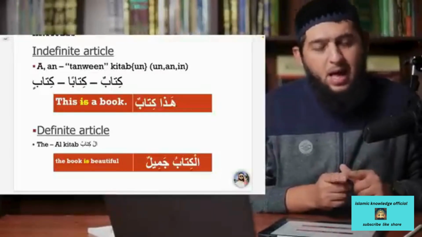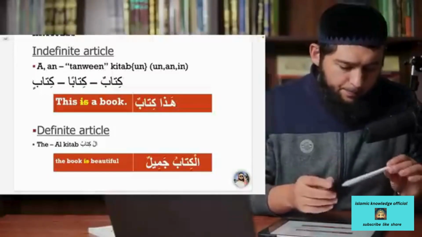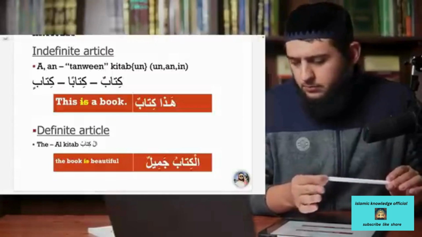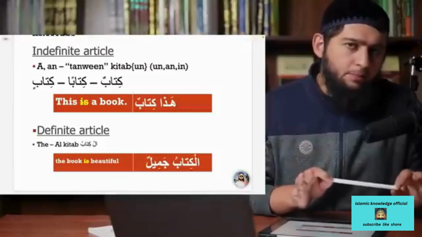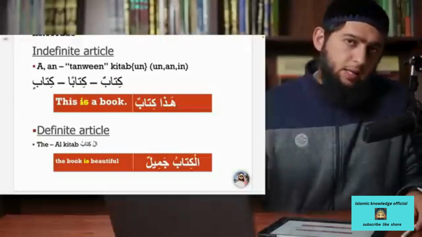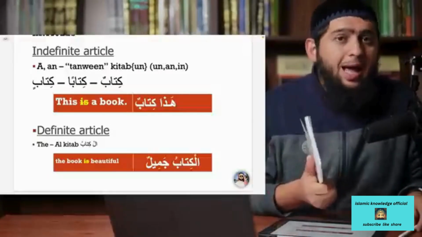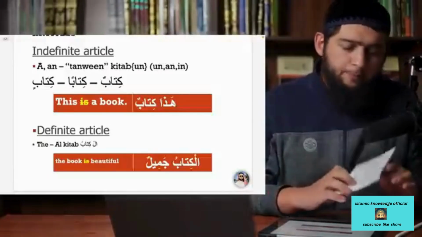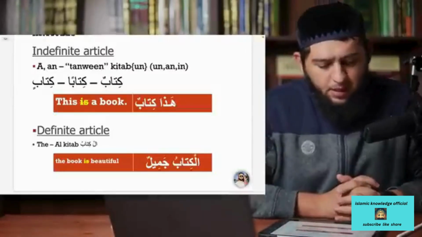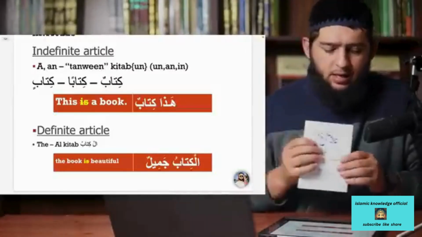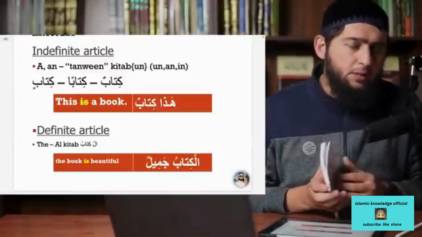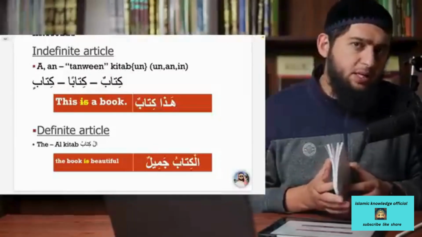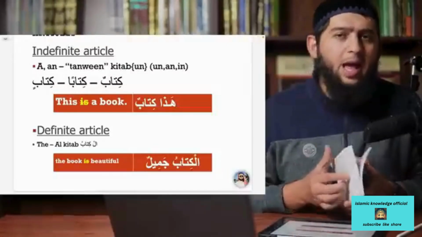But in Arabic, al. For example, qalam, pen. Al-qalam, the pen. Kitab, a book. Al-kitab, the book. Okay? So, for example, al-kitabu jamil. Al-kitab, the book. Jamil means beautiful. Jamilun, a beautiful.